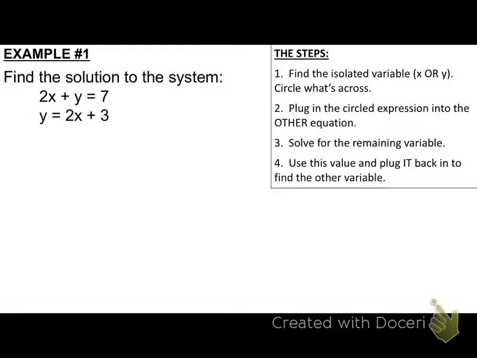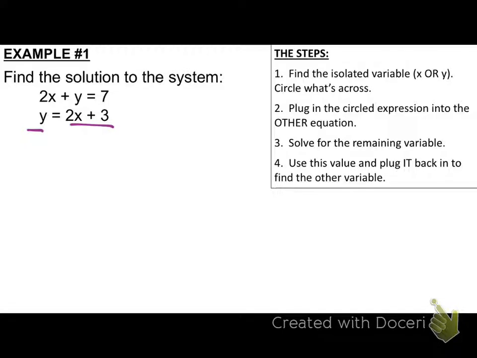So, y equals 2x plus 3. What does y equal? 2x plus 3.